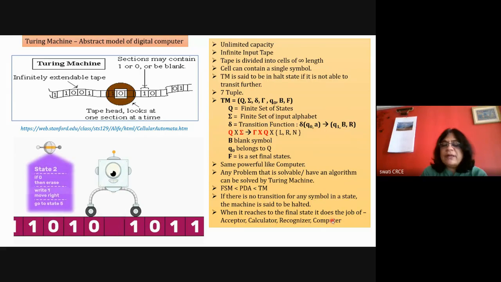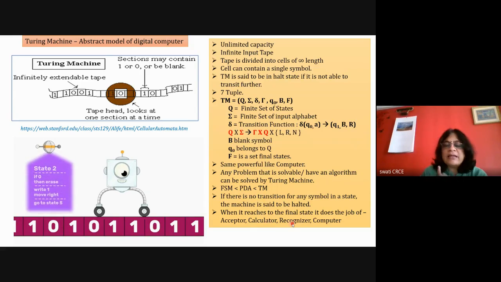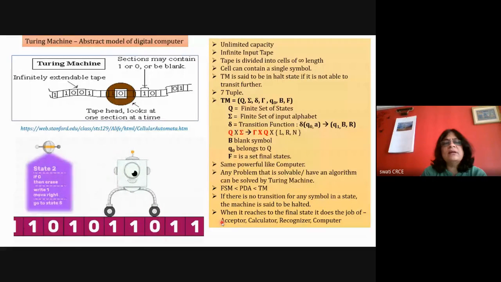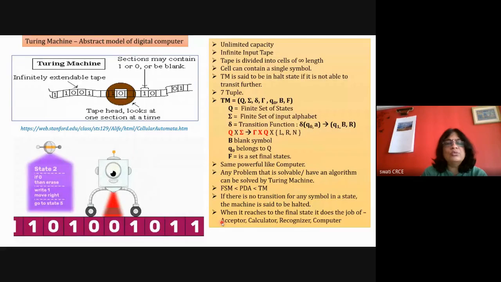When it reaches the final state, it has done the job of an acceptor: it can accept the string, or it can calculate something. It can perform addition, subtraction, multiplication, division, or any type of calculation that we can do by hand. It can act as a recognizer, recognize the string and reach the final state. So it can work as a pattern recognizer, or perform any computing, acting as a computer. Whatever is possible can be done by a Turing machine. It can even do recursion.